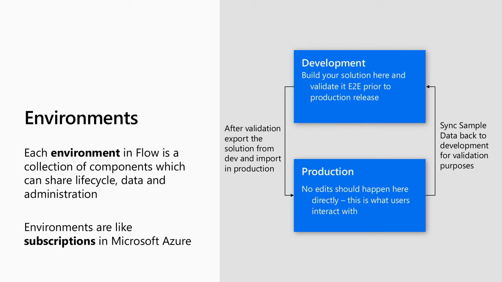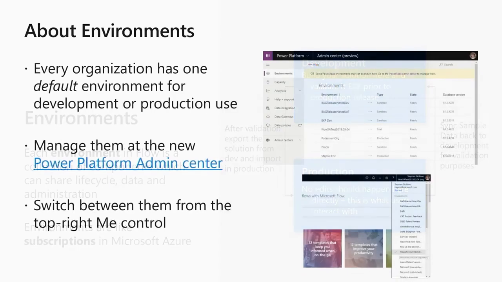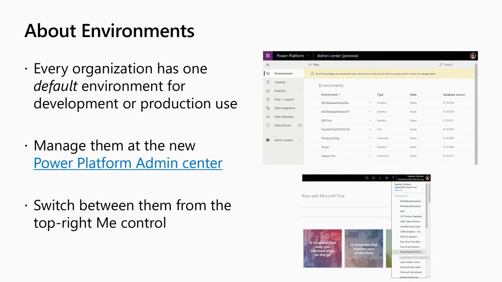And this approach is 100% supported today with Microsoft Flow. It's a little bit like the concept of subscriptions in Azure, although not exactly. Many people have different deployment topologies in Azure. But for environments, every organization has one environment to start off with, but you can create additional ones in the new Power Platform Admin Center. And you can switch between environments using that control at the top right of the Flow portal.